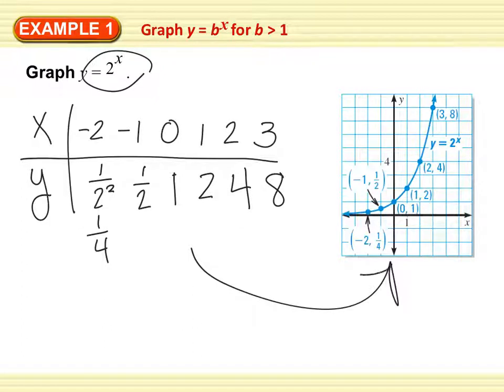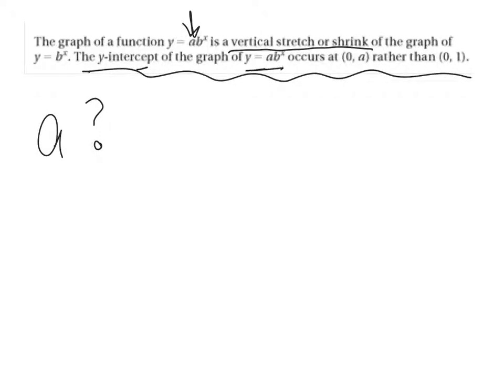And then this is already graphed for you. Notice these right here are (0, 1) and (1, b). It's a really easy way to get your curve shape, right? The graph of a function y equals a b to the x, notice we have an a again, is a vertical stretch or shrink of the graph y equals b to the x. Depending on what a is, it's a vertical stretch or shrink. And we'll get to that, right? The y-intercept of the graph y equals a b to the x occurs at (0, a) rather than (0, 1). So that right there is important.